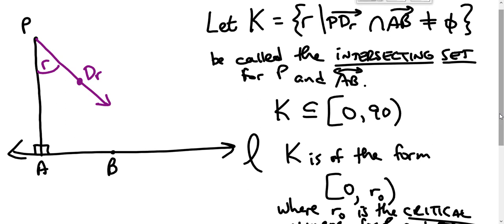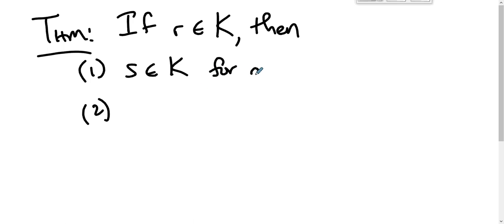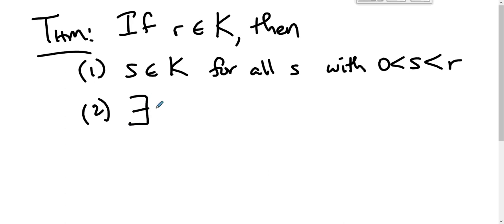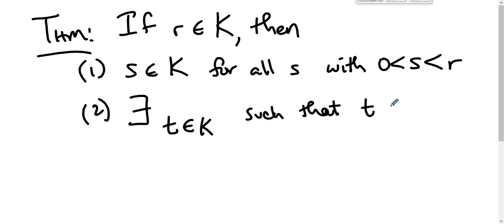And in fact, there's a theorem we should play with. If R is an element of the intersecting set, then two things are true. S is in the intersecting set for all S between 0 and R, and there exists a T in the intersecting set such that T is greater than R.